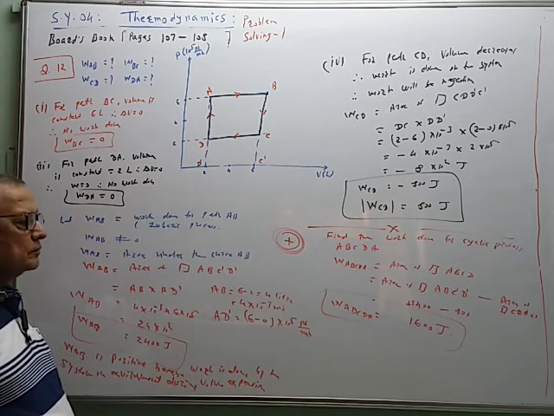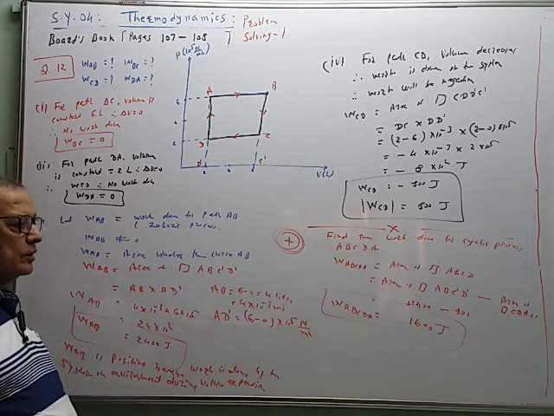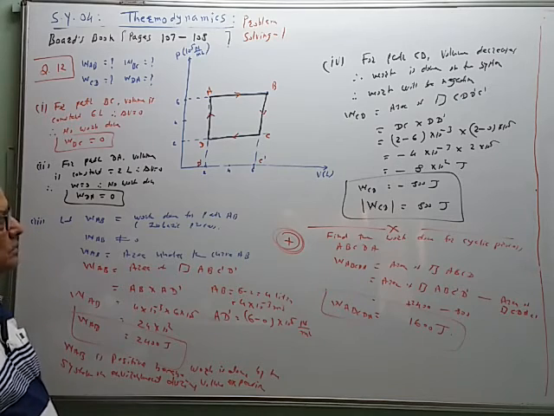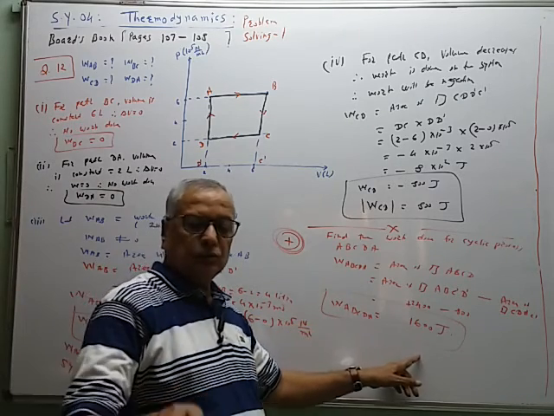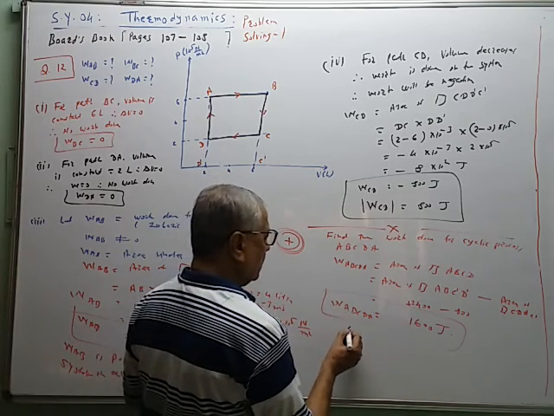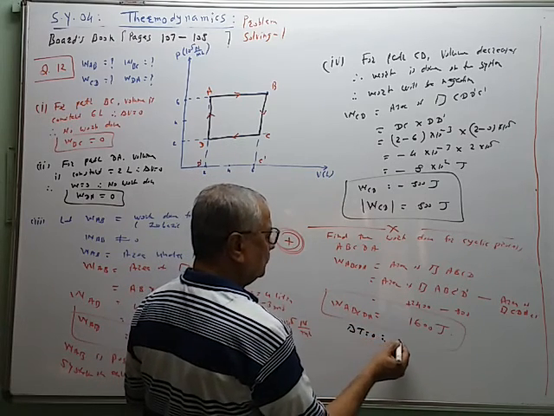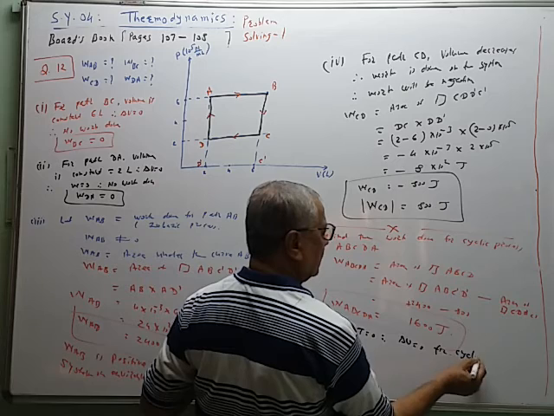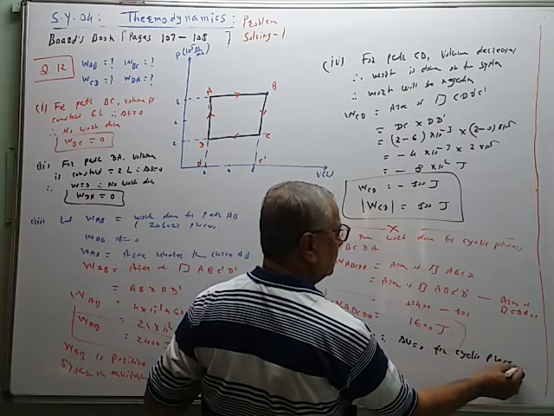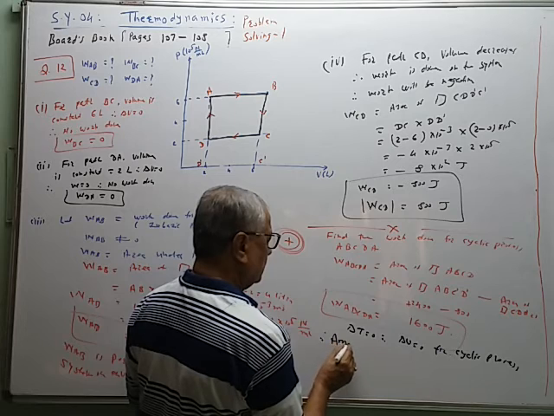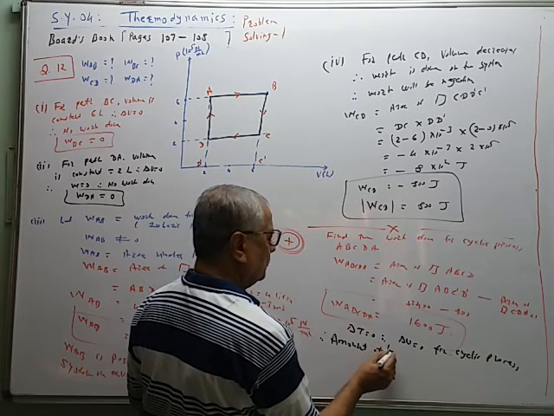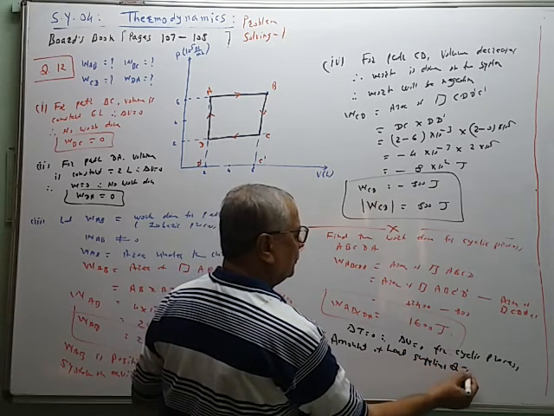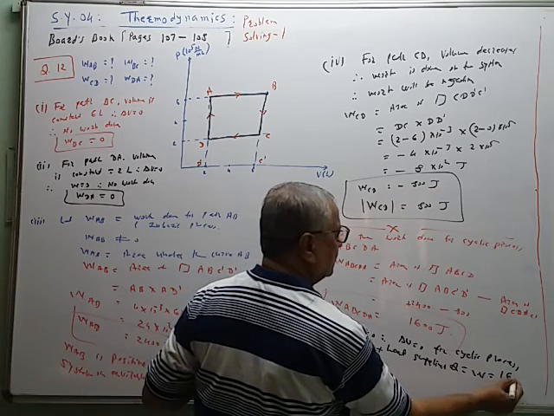Initial and final temperature are same, therefore delta T is equal to 0, but work done is not 0. So this much work is done, therefore this much energy must be supplied. So how much energy must be supplied for the cyclic process? This is the answer. So delta T is equal to 0, therefore delta U is equal to 0 for cyclic process. For any cyclic process, this is a universal property. Therefore amount of heat supplied Q is equal to W is equal to 1600 joule.